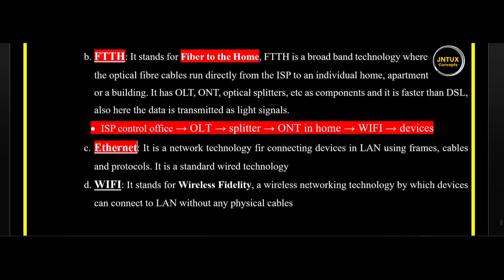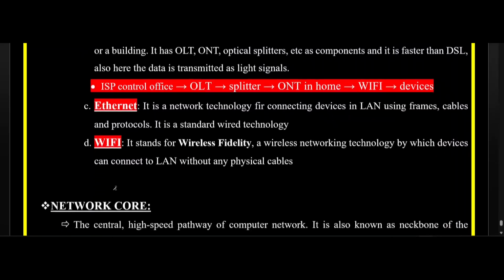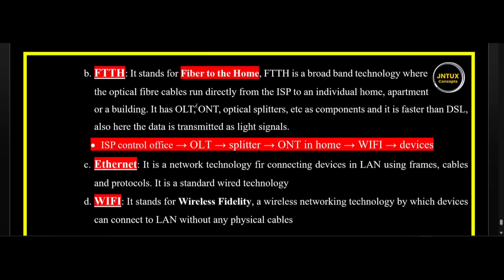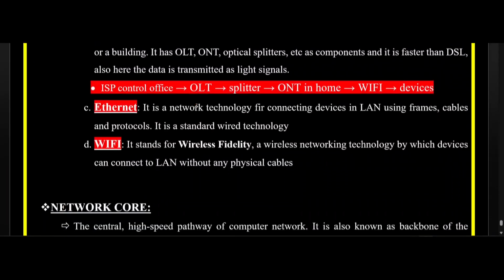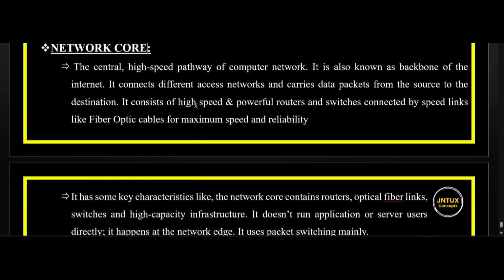Ethernet, we know about it. It is a network technology that connects devices in LAN using frames, cables, and protocols. It is a standard wired technology. And Wi-Fi, we know very much about it. It stands for wireless fidelity. It is a wireless networking technology by which devices can connect to LAN, local area network, without any physical cables. So it is a wireless technology. So this is our very first topic, and let's move to the next topic, network core.